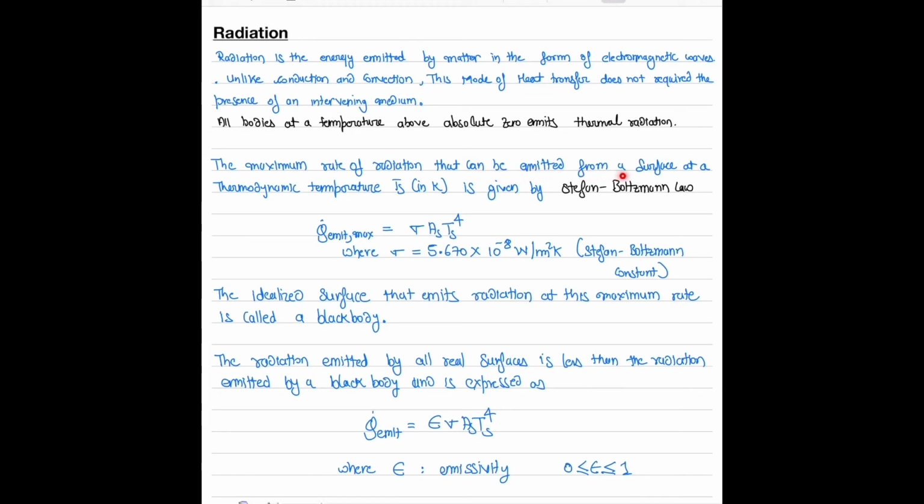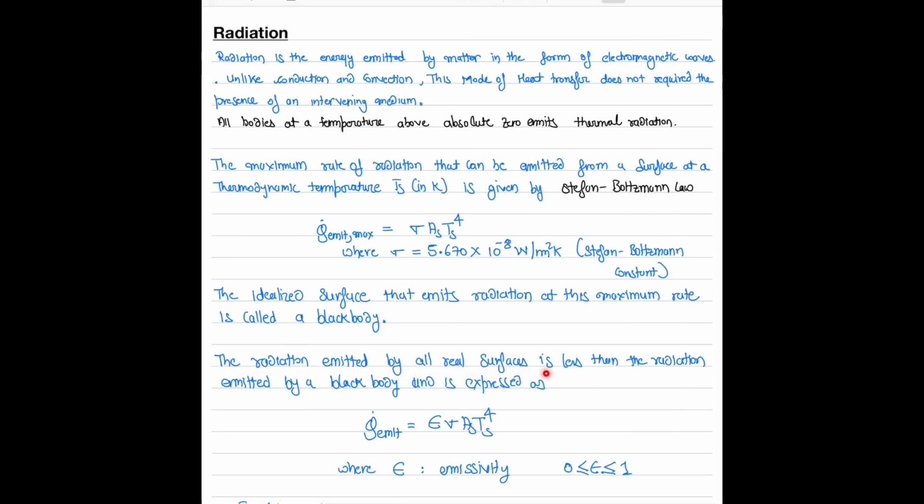The maximum rate of radiation that can be emitted from a surface at a thermodynamic temperature Ts is given by the Stefan-Boltzmann law, and it is expressed as Q emit max equals sigma, the Stefan-Boltzmann constant, times A s, the area of the surface, times Ts, the absolute thermodynamic temperature of the body, raised to the power 4. The idealized surface that emits radiation at this maximum rate is called a black body.